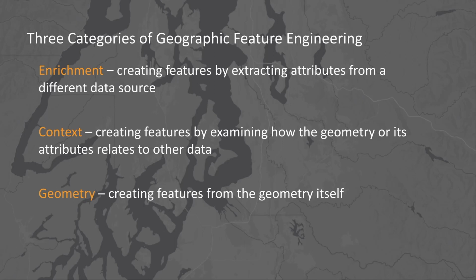Enrichment is the act of creating features by extracting attributes from a different data source. That data source could be a related table, such as through a key relationship, or it could be enriching the geometry with attributes from something that is overlapping with it, such as demographics or other values. Context is the act of creating features by examining how the geometry or its attributes relate to other data.